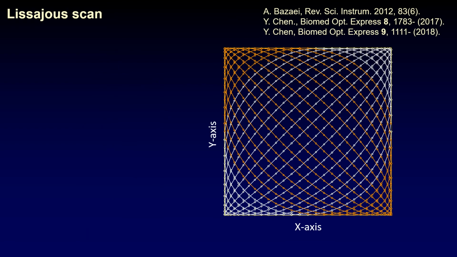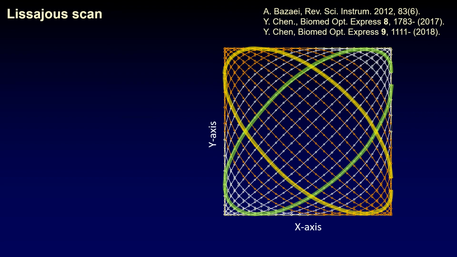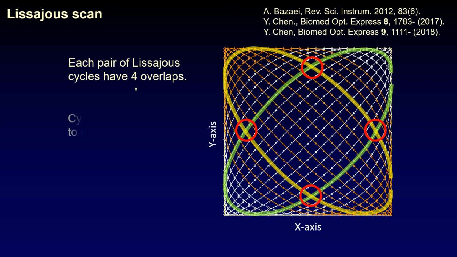Why do we use Lissajous scan? Because it has a very good property to correct the eye motion after the acquisition. Any small portion of the Lissajous scan might have 4 overlapping regions with another small portion of the Lissajous scan. And these 4 overlapping regions can be utilized as landmarks to co-register these 2 portions. Since small portions of the Lissajous scan can be regarded as motion-free, the finally registered entire volume of the Lissajous scan also can be regarded as motion-free.